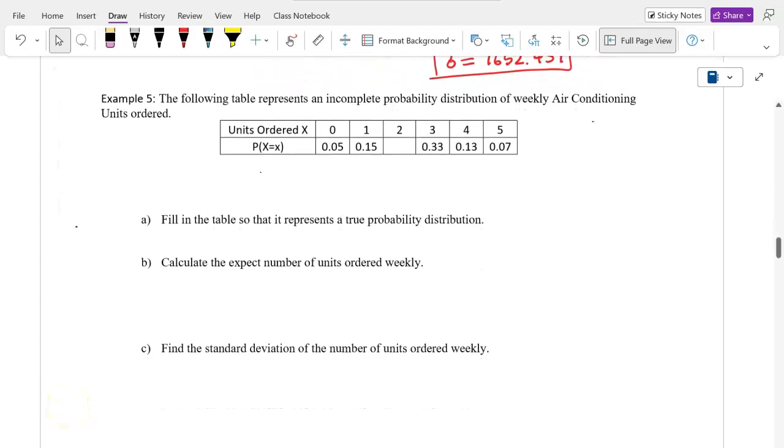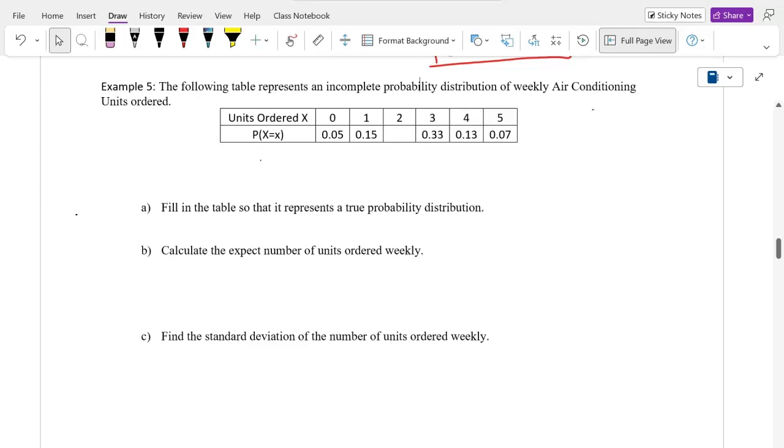All right, let's continue with Note 6, Part 2. Here's our next example. In example 5, the following table represents an incomplete probability distribution of weekly air conditioning. With a discrete probability distribution, your X variable has to be numerical values, a finite number of them. Probabilities have to be numbers between 0 and 1, and they have to total 1. That actually helps us find this value. It has to be 0.27 for the total to be 1.